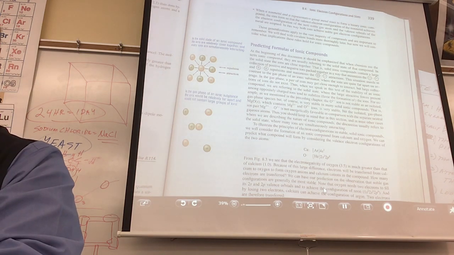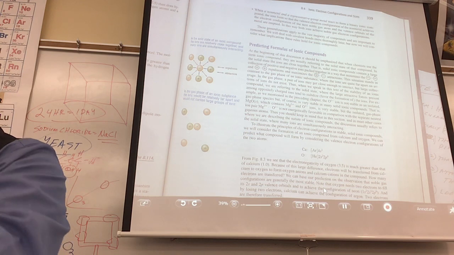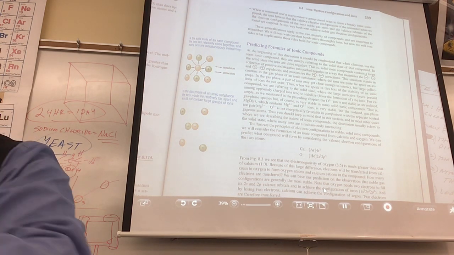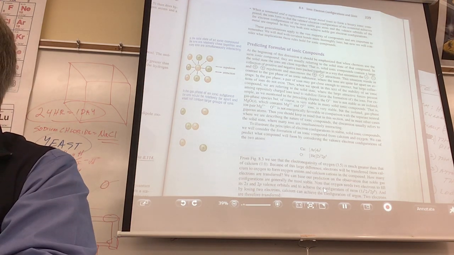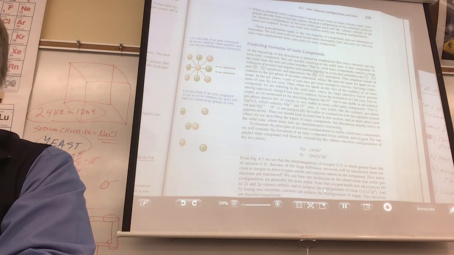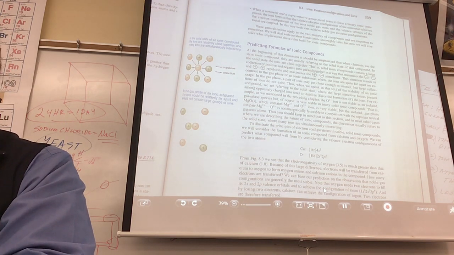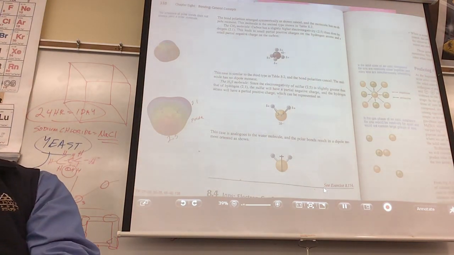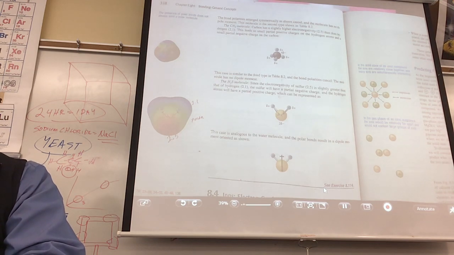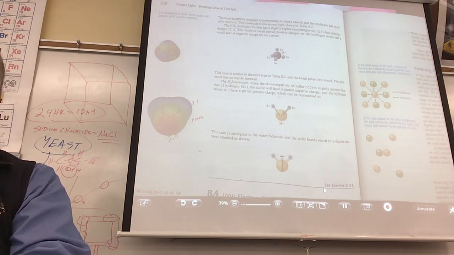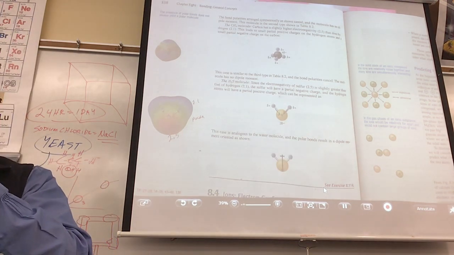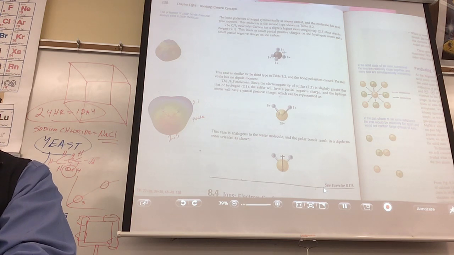Let's do hydrogen sulfide. Here's what it looks like. Sulfur is 2.5. See if you can do that one. Hydrogen is 2.1. All right, hydrogen sulfide. What is sulfur's number? And I will tell you that this is what it looks like right here. And what's the charge of sulfide?